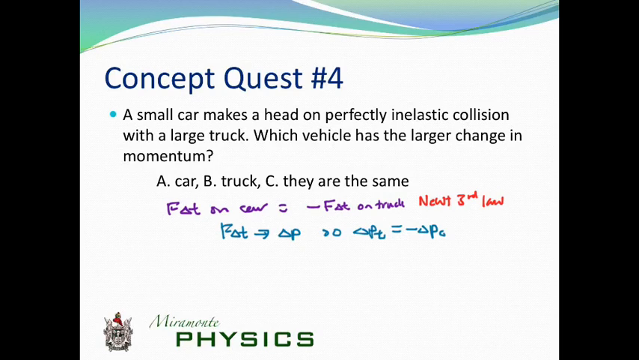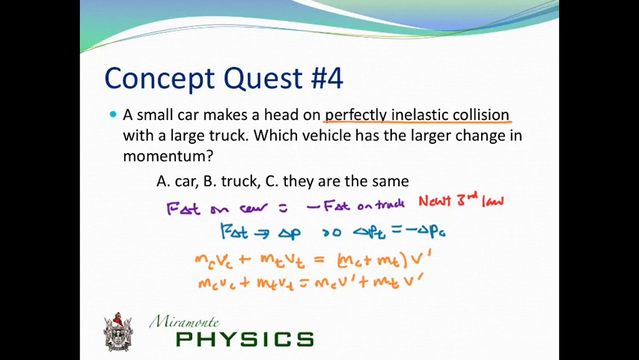Now, I'm going to brute force it for you and work it out mathematically, okay? It is a perfectly inelastic collision, so I can write the equation to look like this. I have the mass of the car times the velocity of the car plus the mass of the truck times the velocity of the truck equals the mass of the car plus the truck times v prime. Now, this is like a little proof for you, right? If I multiply it out, we get mc vc, mt vt, and (mc + mt) v prime.